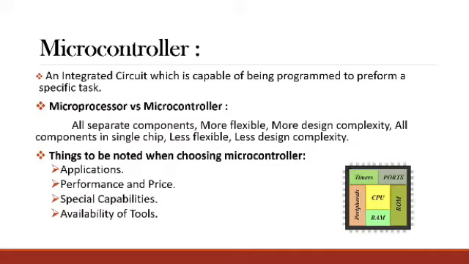And we are using a microcontroller in an embedded system. A microcontroller is an integrated circuit which is capable of being programmed to perform a specific task. There is a difference between microprocessor and microcontroller. A microprocessor has all separate components, is more flexible, with more design complexity. A microcontroller has all components in a single chip, is less flexible, with less design complexity. The things to note when choosing a microcontroller are its applications, performance and price, special capabilities, and availability of tools.